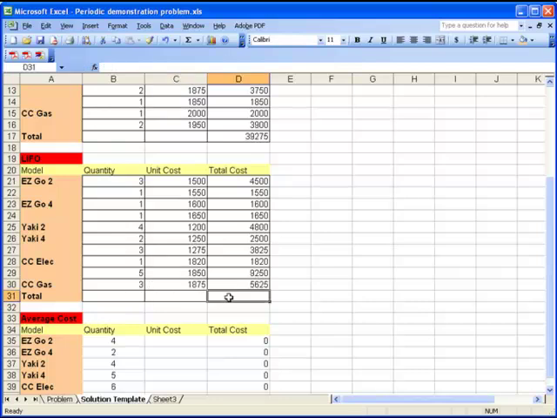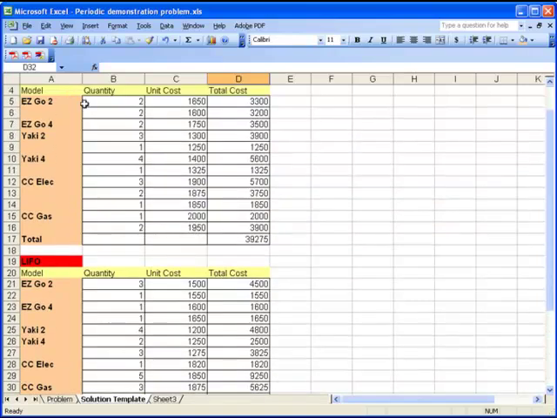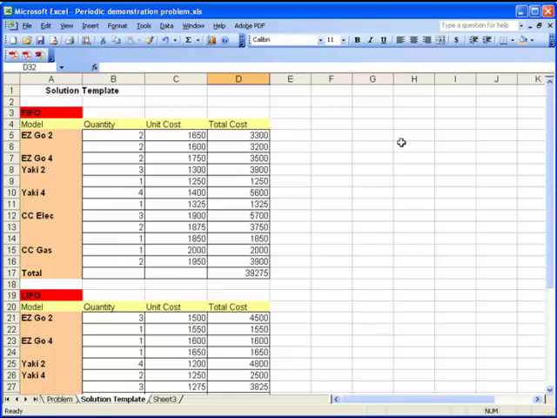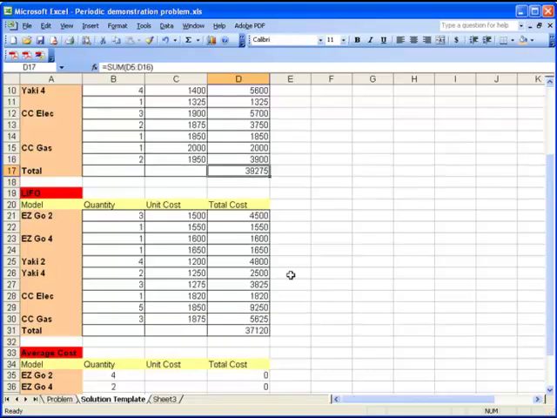And so our ending inventory value is to add all these numbers up. And we'll do that with a formula. It's $37,120. So if we just look quickly at our ending inventory value, FIFO versus LIFO, FIFO, the value is $39,275.